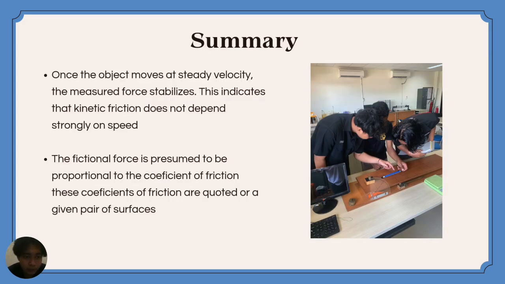And summary. 1. When the object moves at steady velocity, the measured force stabilizes, indicating that kinetic friction does not depend strongly on speed. And 2. The friction force is proportional to the coefficient of friction. This coefficient of friction is specific to a given pair of surfaces. Okay, next slide.